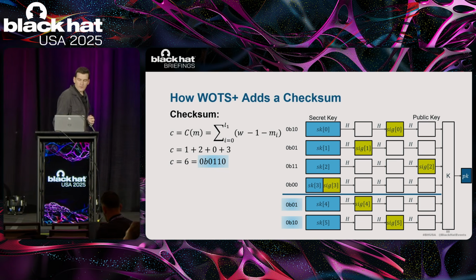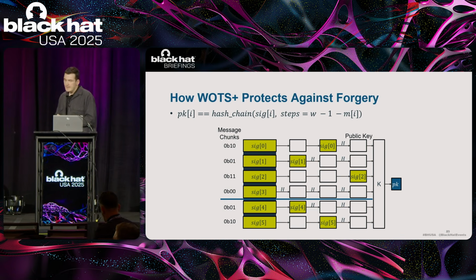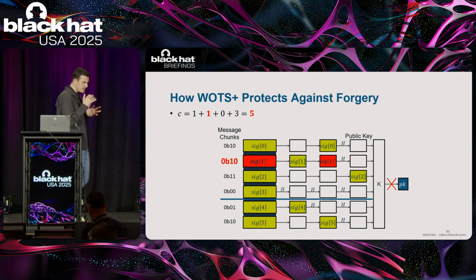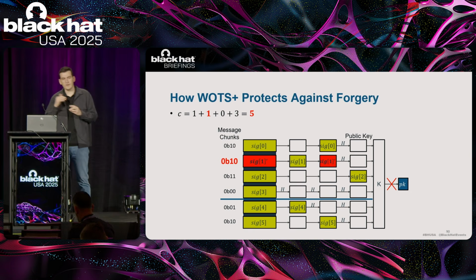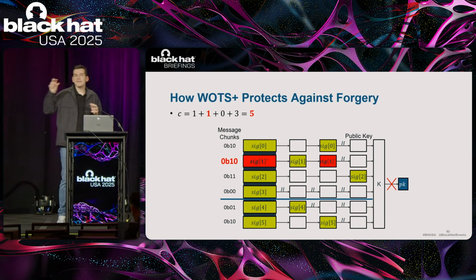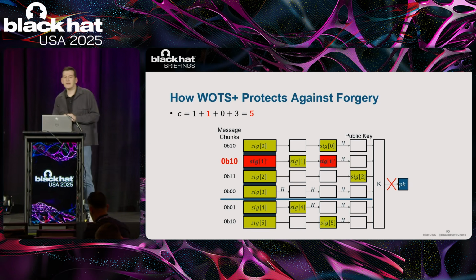And this solves the forgery problem, because in here you can see the WOTS tree, and if we try to forge this WOTS tree by changing the value 01 to 10, what we are doing is also decreasing the remaining hash chains at the verification.